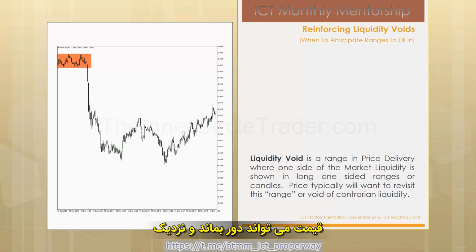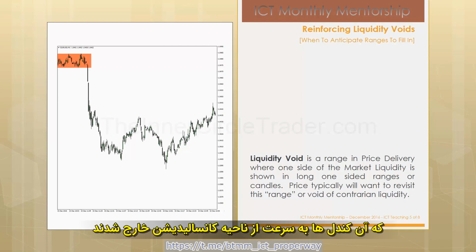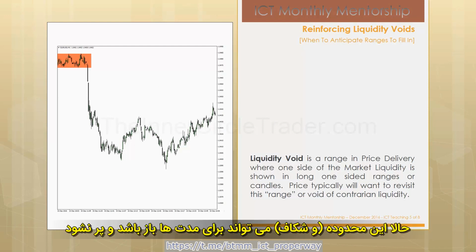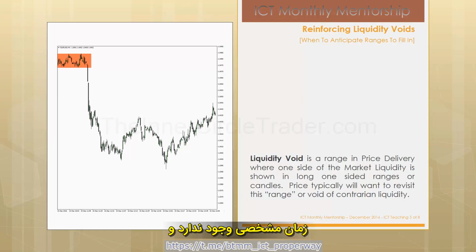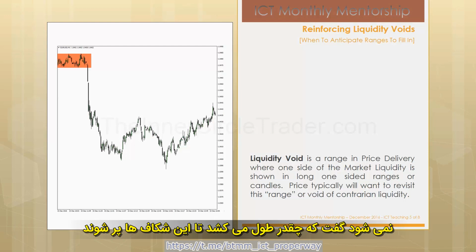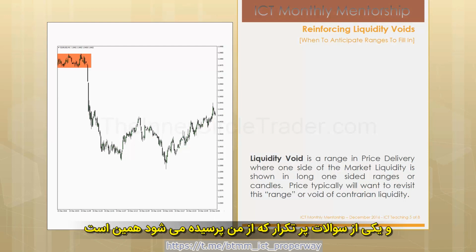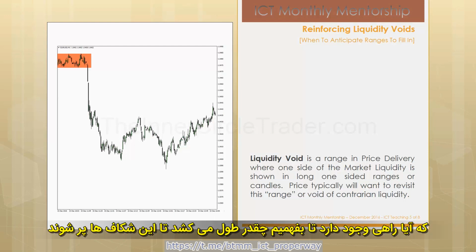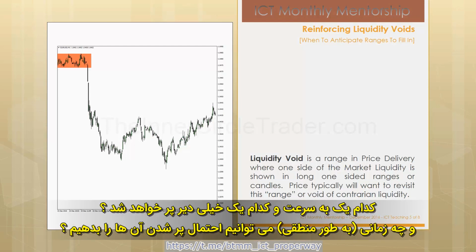Price can drop aggressively, where there were only 2 or 3 candles that moved away from that consolidation. That range can stay open for a while. There's no specific time limit on how long it's going to take for these voids to close in, and that's one of the repeating questions I get a lot. Is there a way to know how long it's going to take for these to fill in, how fast, and when can we reasonably expect it to fill?